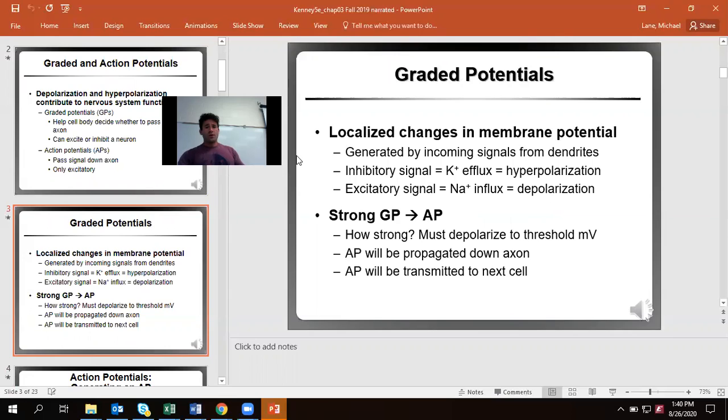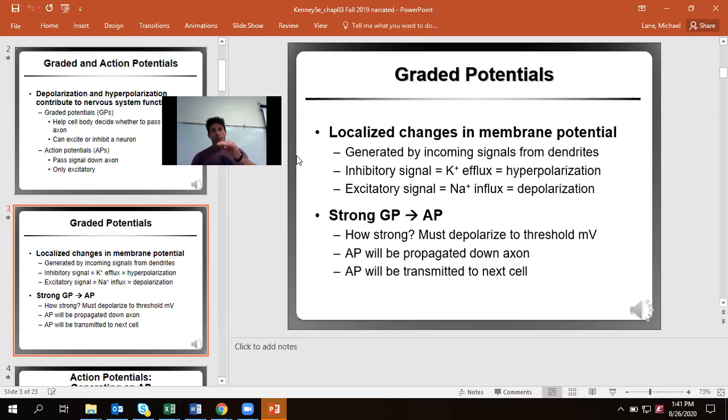Now, these local changes are literally caused by the efflux, so that's going to be potassium going out of the cell, and influx of sodium into the cell. So inhibitory signals, potassium leaves the cell from the cytoplasm or sarcoplasm, depending on the cell we're talking about. And this is going to cause that millivoltage to move its way down, so it becomes hyperpolarized. Now, whenever sodium comes in, it's going to bring that millivoltage upwards, so that's what's known as depolarization.